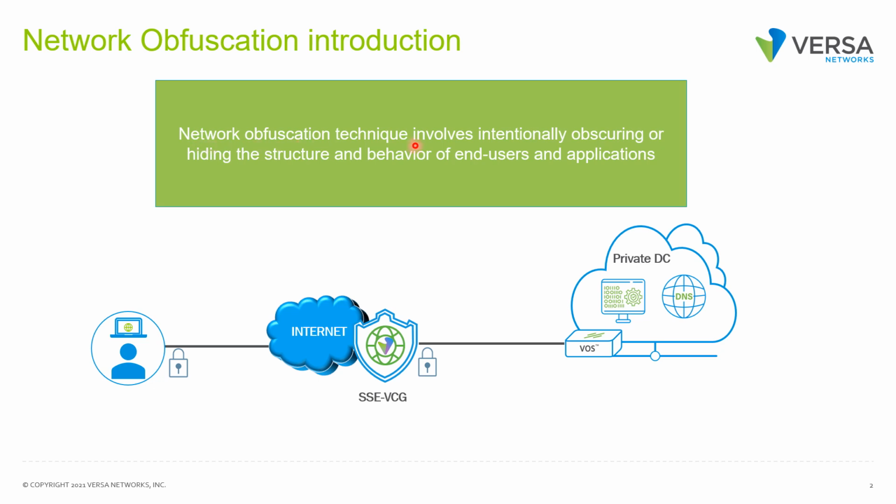Network obfuscation is a technique that involves intentionally obscuring or hiding the structure and behavior of end users and applications. Let's take a look at this example. We have a user who is connected to a Versa SASE gateway with the Versa SASE client application. This user is trying to access an internal resource in a private data center.